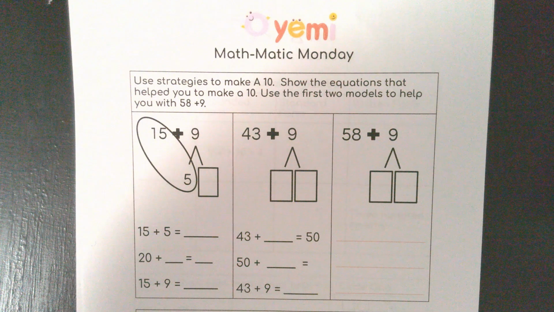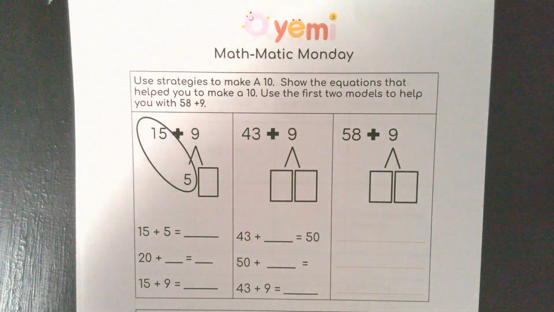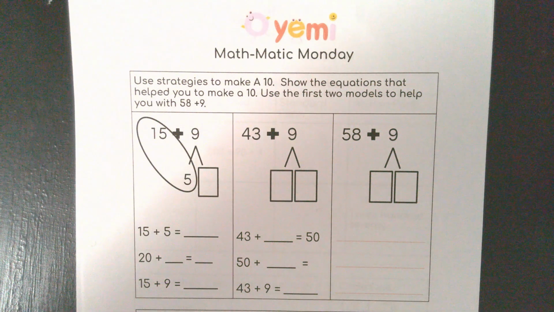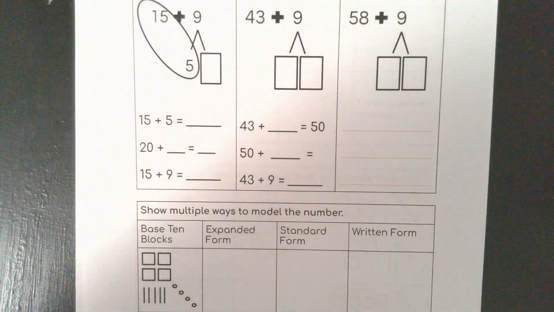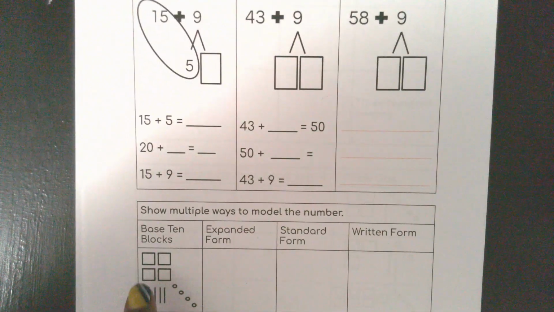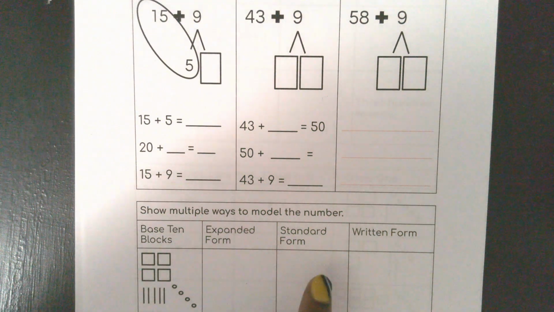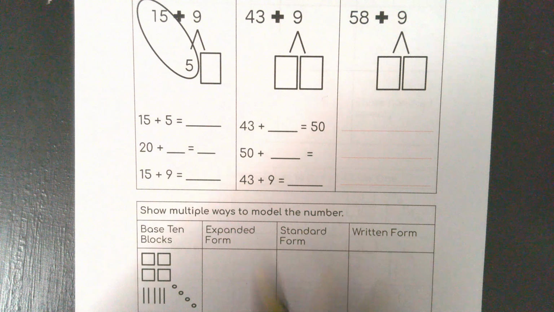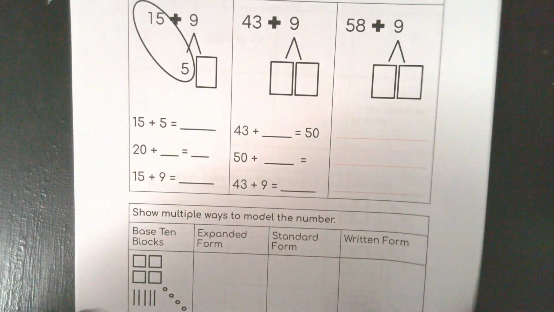Today we are going to finally make it to the Make a 10 strategy. We are also going to show multiple ways to model a number. So we have the numbers of base 10 block. We're going to change it to expanded form, standard form, and written form. So let's get started with this Make a 10 strategy.